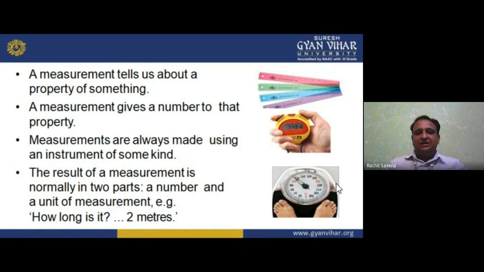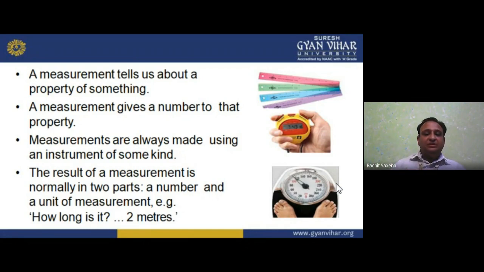So I hope you understand. A measurement tells about a property of something. Then a measurement gives a number to that property. Our measurements are always made using an instrument of some kind. So measurements are always made using an instrument of some kind.